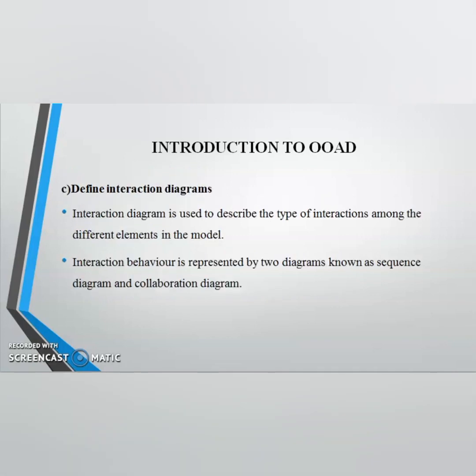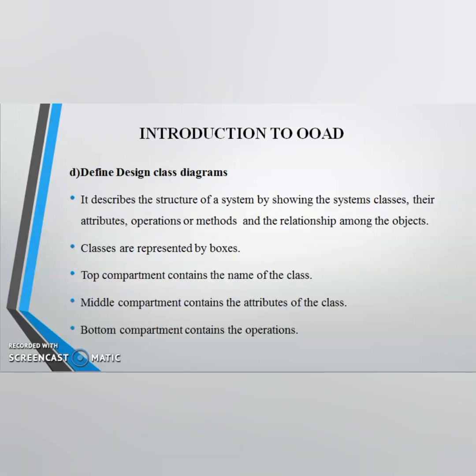Third one is interaction diagrams. An interaction diagram is used to describe the type of interactions among the different elements in the model. Also, exchange of ideas and messages takes place from sender to receiver and vice versa. It is represented by two diagrams. First one is the sequence diagram. Second one is the collaboration diagram. The last one is class diagrams.